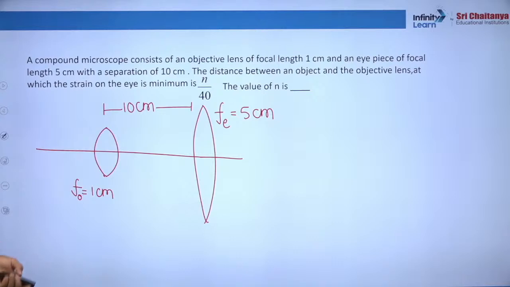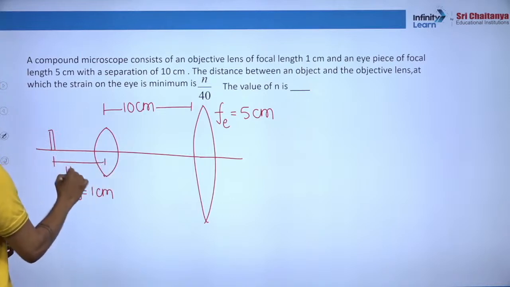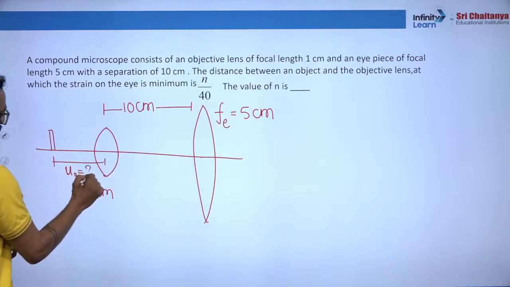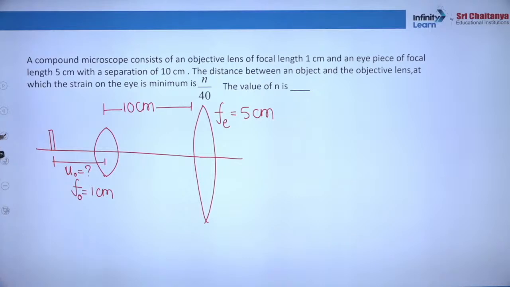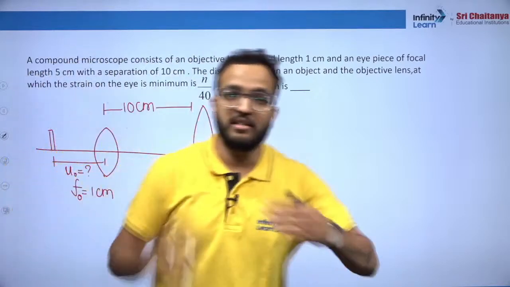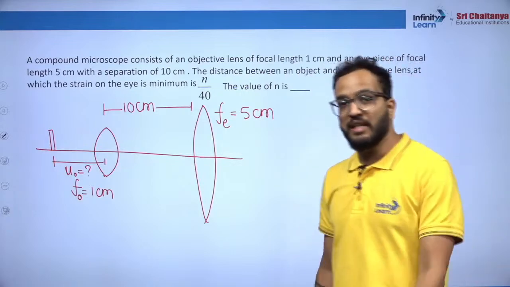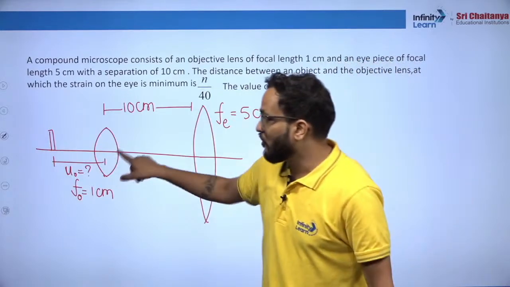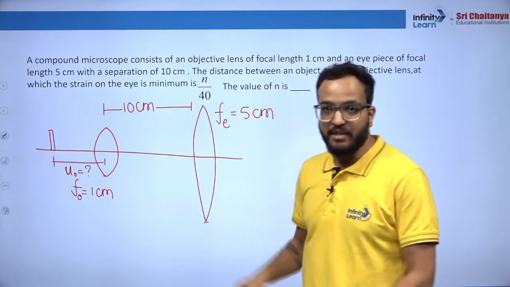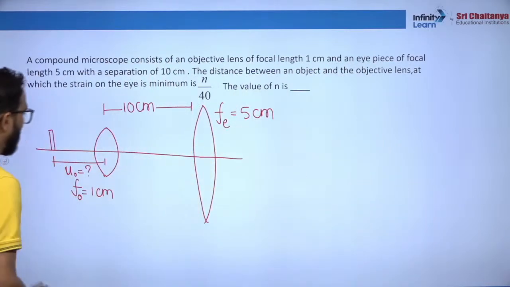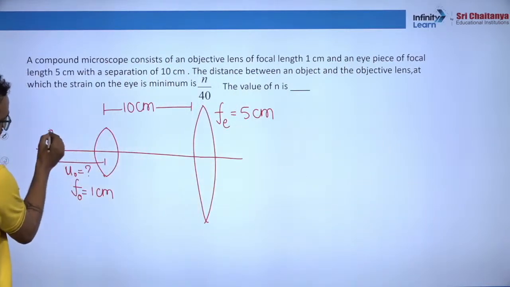The distance between an object and the objective lens, that means here they keep an object, and this distance, I guess, is U naught, right? So they want us to find out U naught. What shall be the value of U naught so that the strain on the eye is minimum? Strain on the eye is minimum, that means the image is formed at infinity, right? Image is formed at infinity. It is possible only if the image from the objective is formed at the focus of the eyepiece. Let me show you. Suppose this image is formed here.